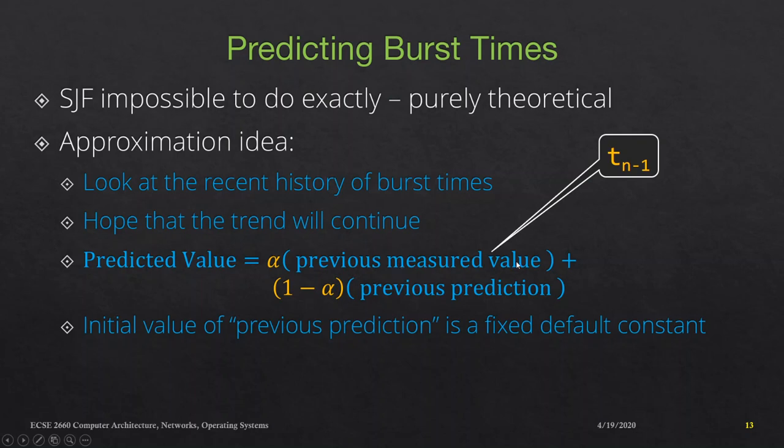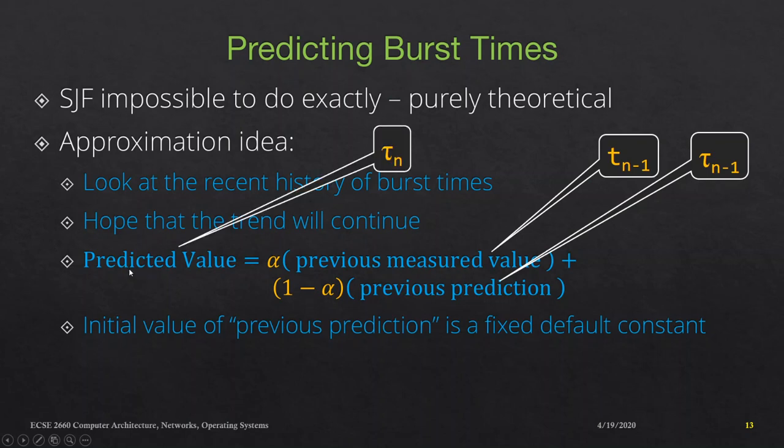The previous measured value is denoted by letter t for measured, and n minus 1 because it was one time step before. The previous prediction value is tau for prediction, and n minus 1 because it's the previous time step. The predicted value for the burst time for a particular process is going to be tau for predicted, and n because it is for the next time step. So tau is being used in relationship with predictions, and t is being used in relationship to the measured times or the actual times.